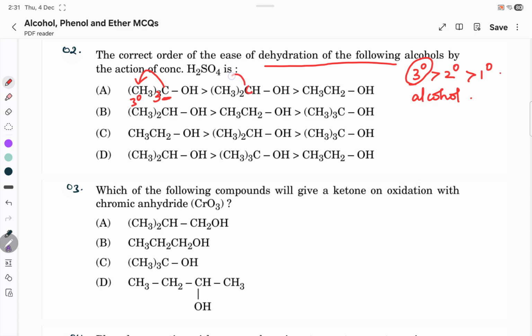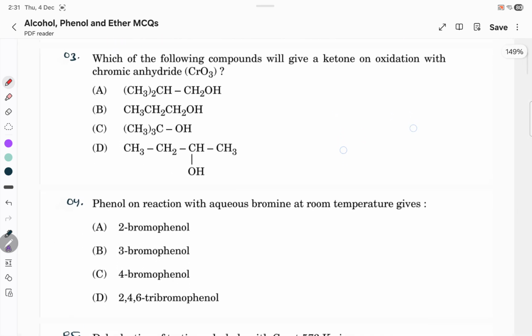This is carbon which is connected with two other carbon, so this is secondary and this is primary. So option A is the correct answer. Here it is secondary. Here it is primary. Here it is also secondary. So other options are not the correct answer.